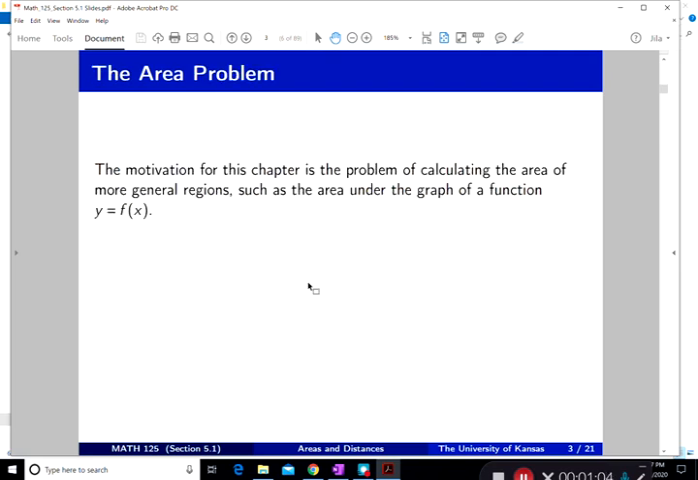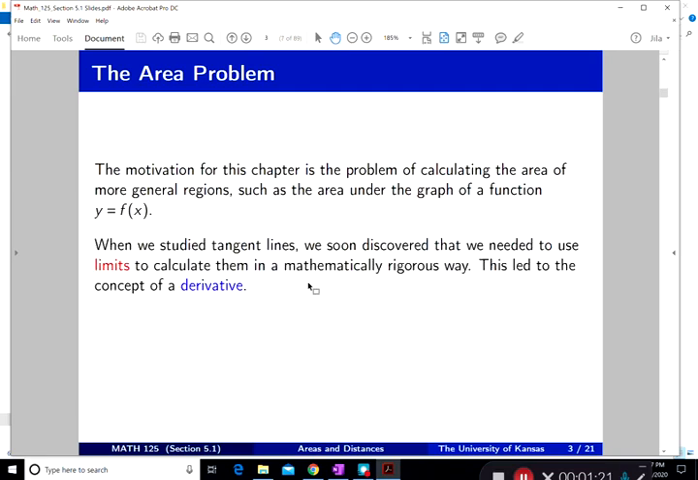So the motivation for this chapter is the problem of calculating the area of a more general region. For example, the area under a graph of a function y equals f of x, or other curves, and so on and so forth.